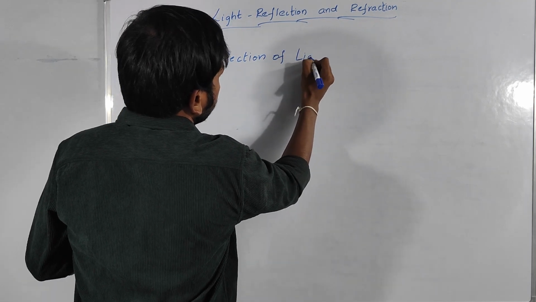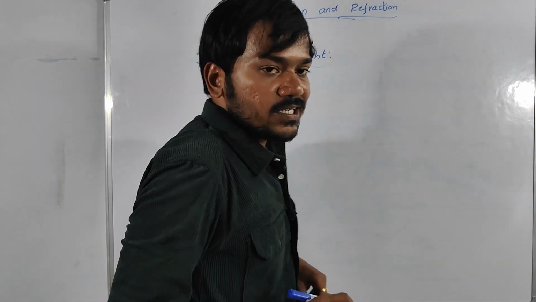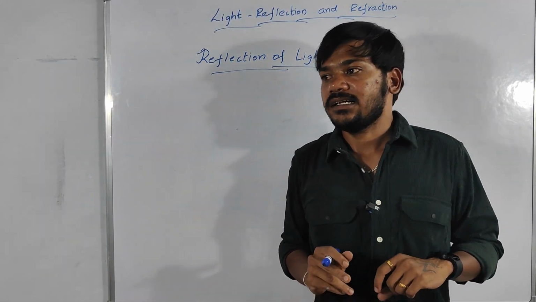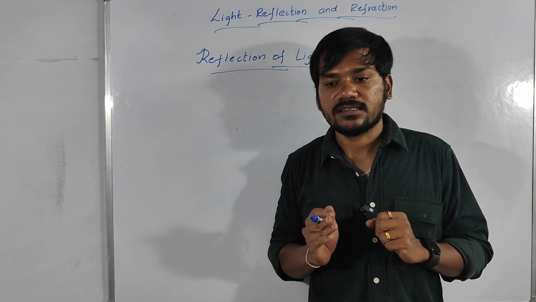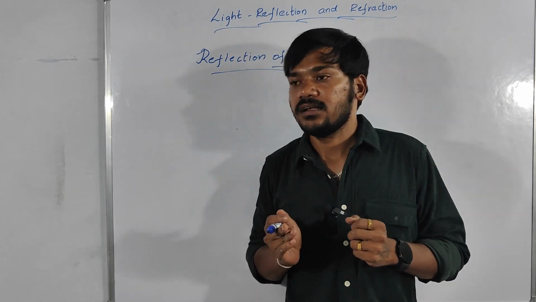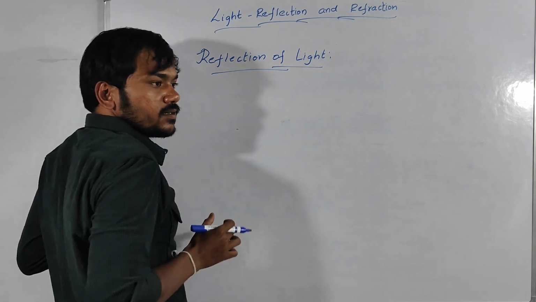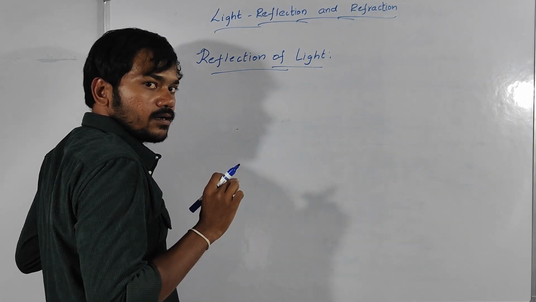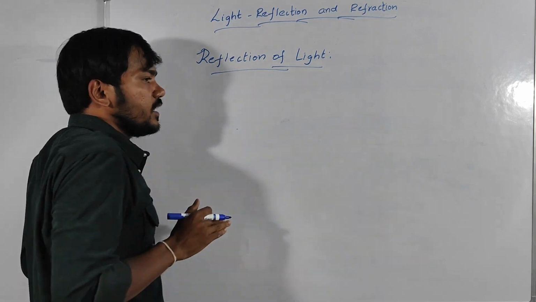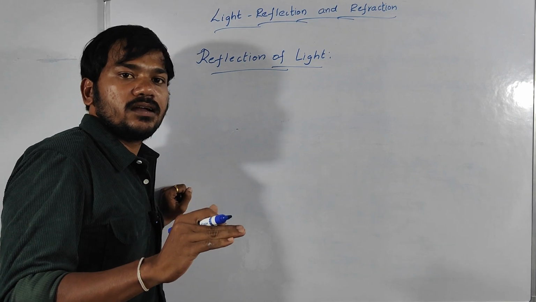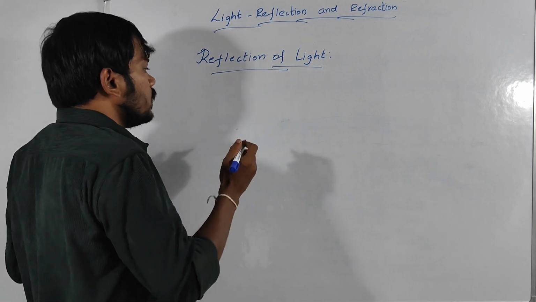Reflection of light. Please listen to me carefully. Reflection of light can be defined as bouncing back of light into the same medium when light is incident onto a polished surface. Clear now?